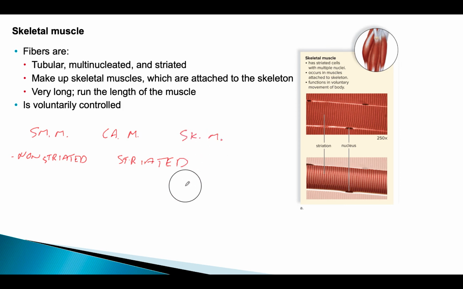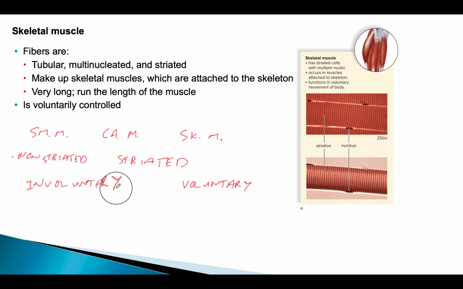What else is the difference here? Unique about the skeletal muscle, this is voluntary. You have voluntary control over this muscle, so you can command this muscle to contract. These two right here are involuntary. So smooth muscle and cardiac muscle, they are involuntary.